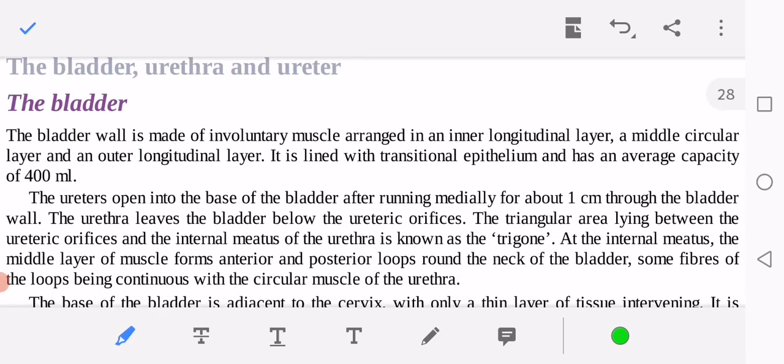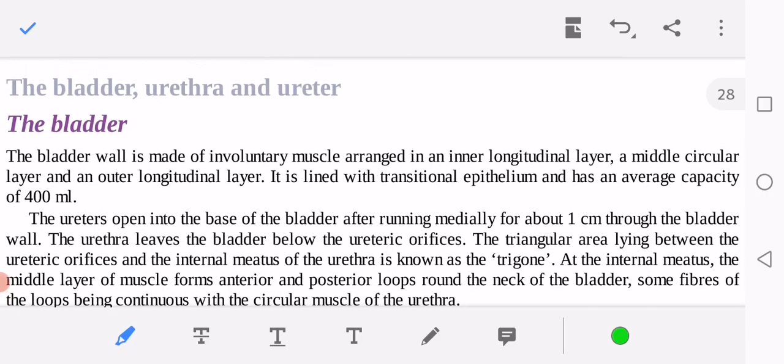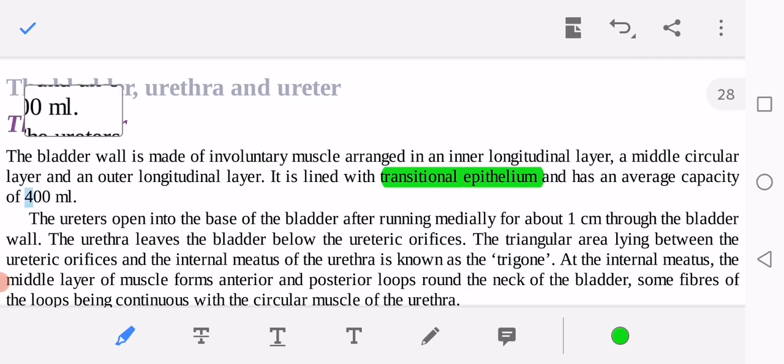Okay, next is bladder, urethra, and ureter. What about the bladder? The bladder wall is made up of involuntary muscle cells arranged in an inner longitudinal layer, a middle circular layer, and an outer longitudinal layer. It is lined with transitional epithelium, so its epithelium is transitional. It has an average capacity of 400 ml.